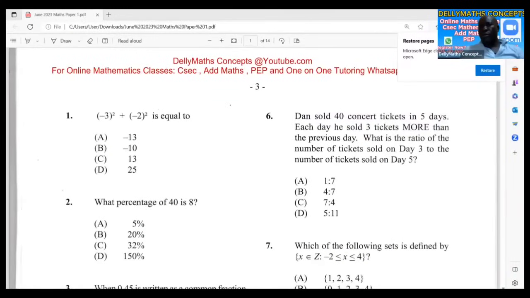We're going through some detailed solutions for the June 2023 multiple choice math exam, this Paper 1.